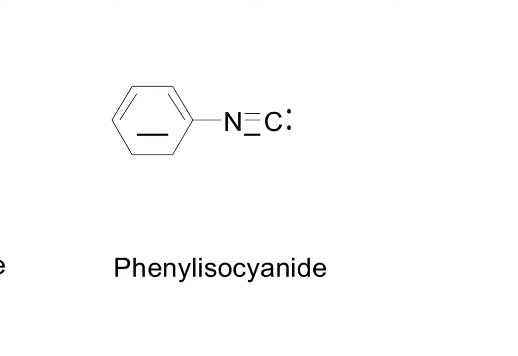All right, in phenyl isocyanide, again, we can ignore that part. We have nitrogen with 4 bonds, that's 1 more than it wants, so positive. Carbon has 3 bonds, that's 1 fewer than it wants, so that's negative.